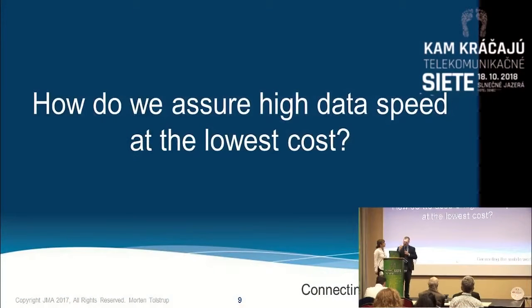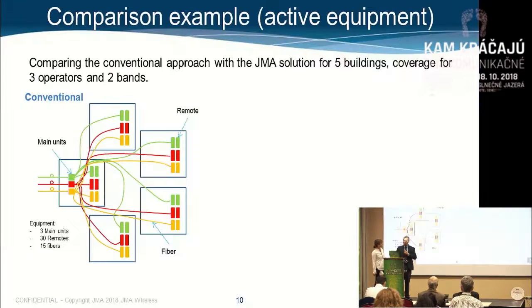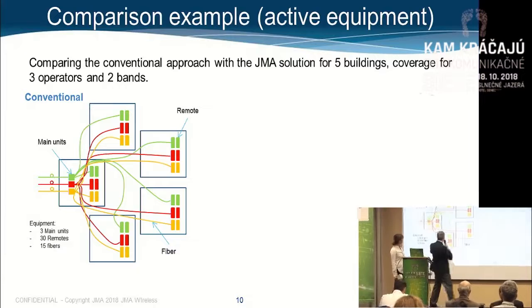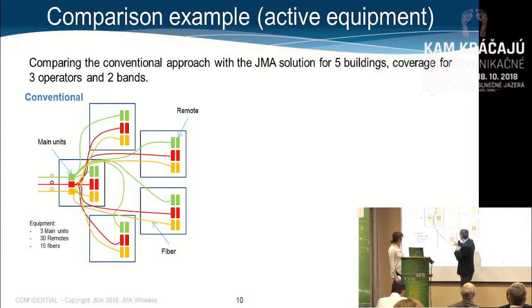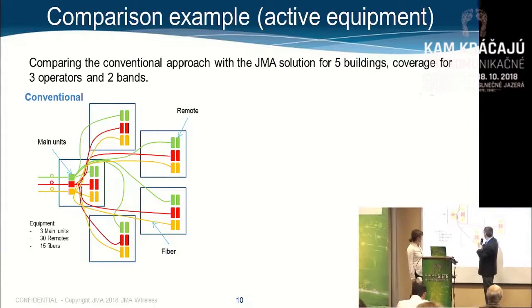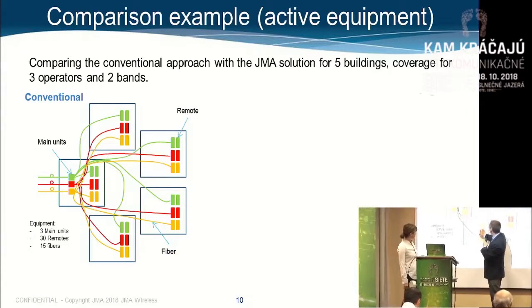So the way the mobile operators today cover buildings is that typically, like I'm going to show you on this slide, we have 5 buildings and they're going to deploy a base station, maybe 3G and 4G, operator 1, operator 2, operator 3. So a very complex network to cover these 5 buildings.